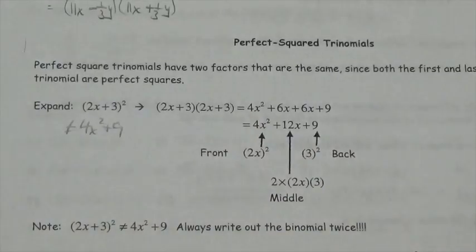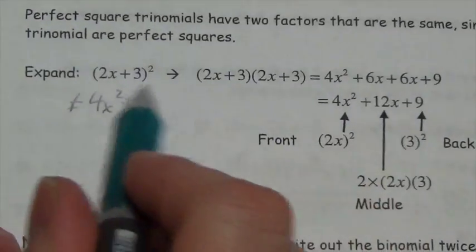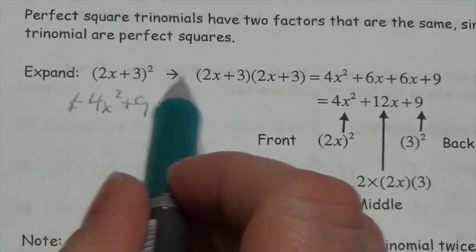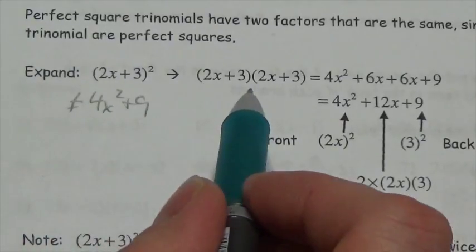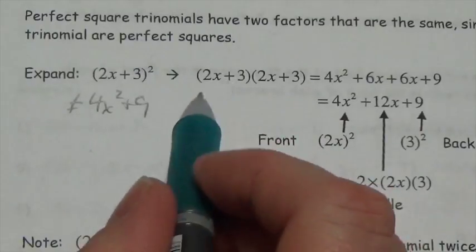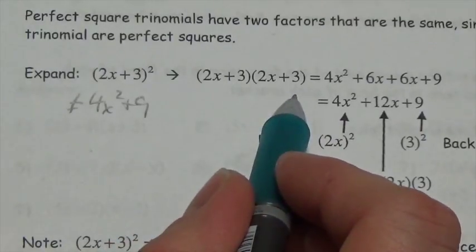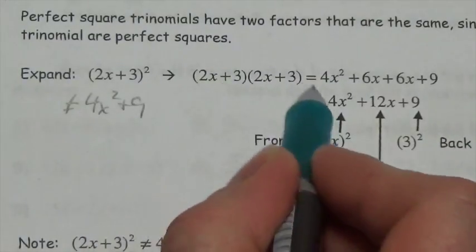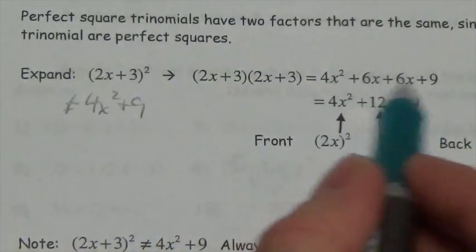In fact, let's zoom in a little bit on this. That is not what you do here. What you do with 2x plus 3 all squared is you write that out twice: 2x plus 3 multiplied by 2x plus 3. And then when you distribute each term here to every term here, you're going to get this guy right here.